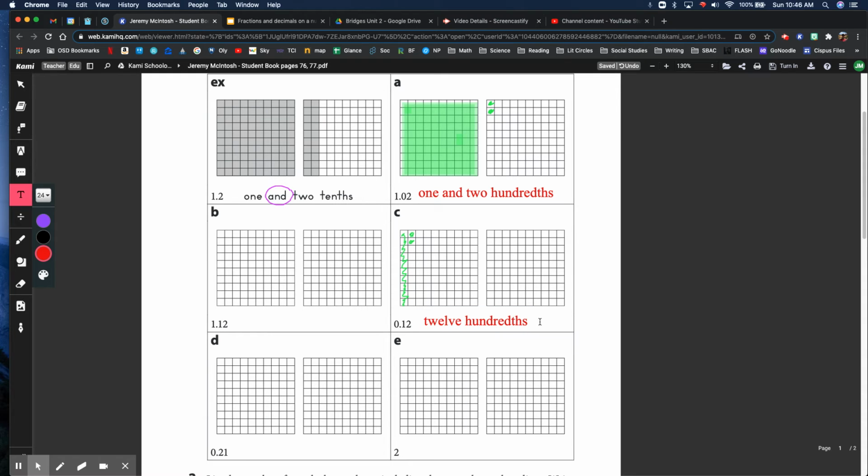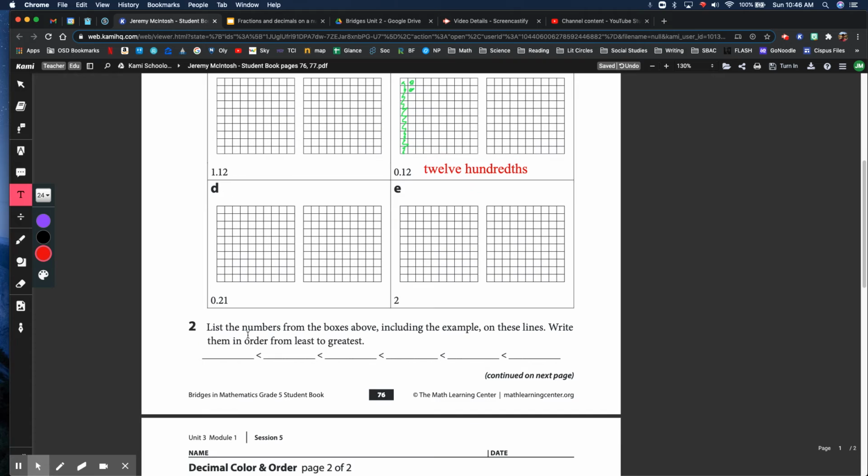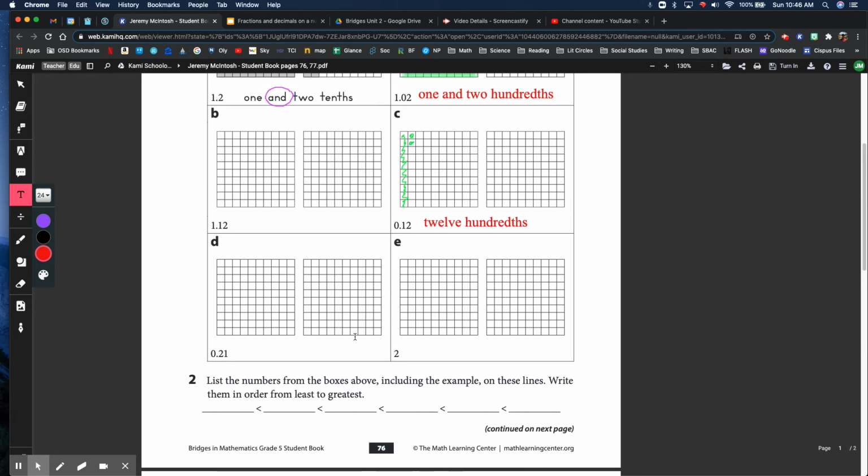Okay, so after you finish the rest of these, B, D, and E, I want you to go ahead and start with number 2. List the numbers from the boxes above, including the examples on these lines. Write them in order from least to greatest. So I'll give you a hint. You're going to look at the numbers and you're going to go through each number and see which is the least to greatest. So like E is just 2 wholes, right? So that's like $2.